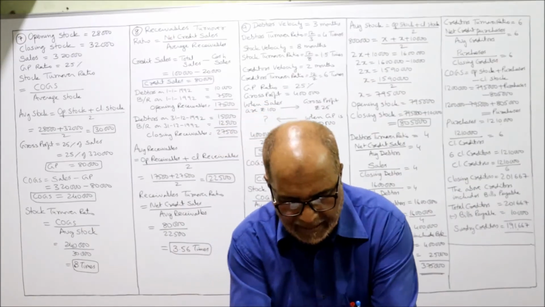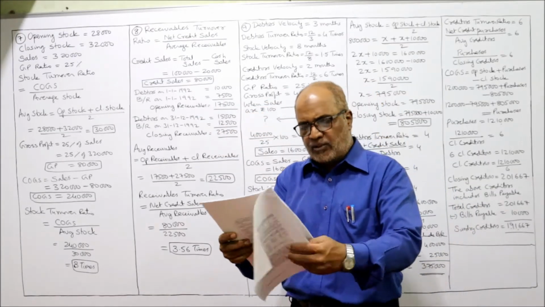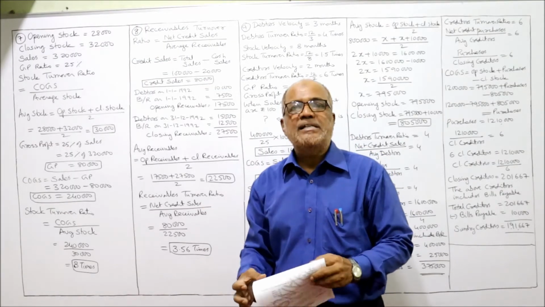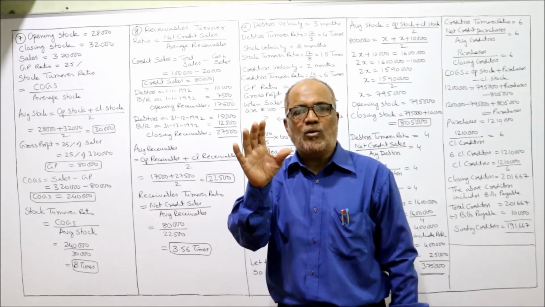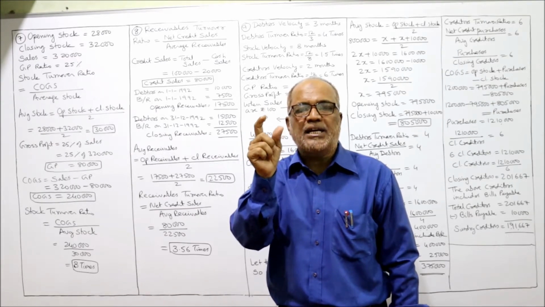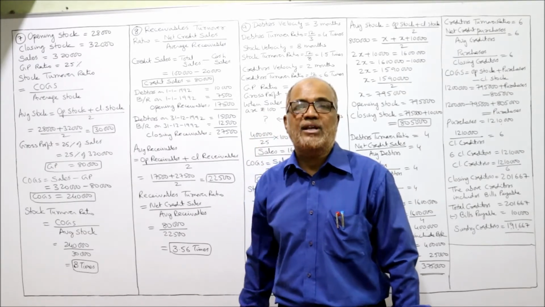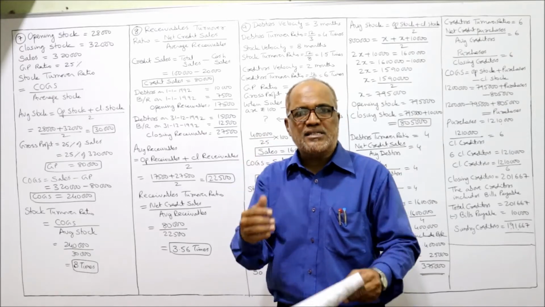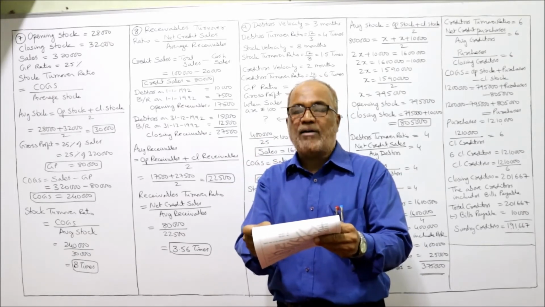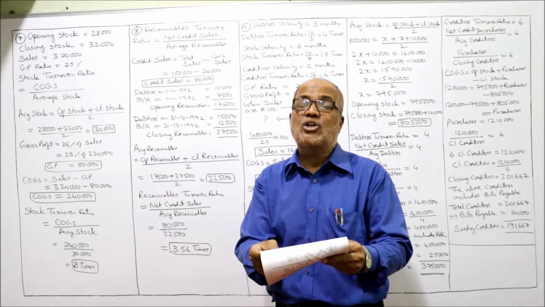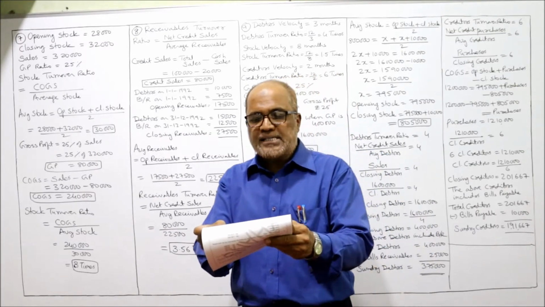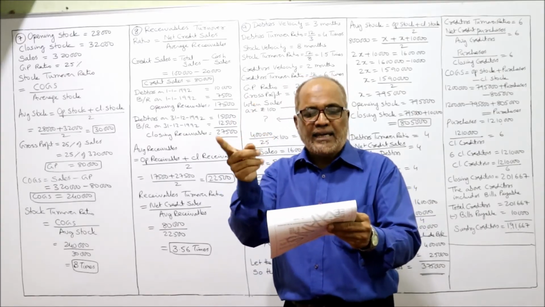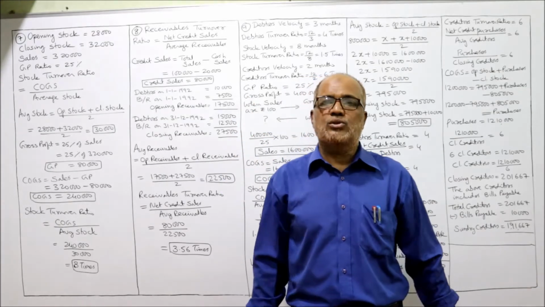Now I am reading out the 8th problem. See the 8th one. Calculate the receivables turnover ratio. The formula for receivables turnover ratio is net credit sales divided by average receivables. And explain the significance. Okay, total sales are given 1 lakh and cash sales are given 20,000.